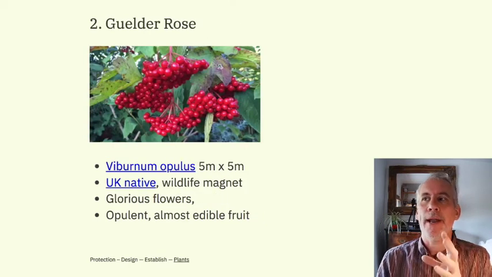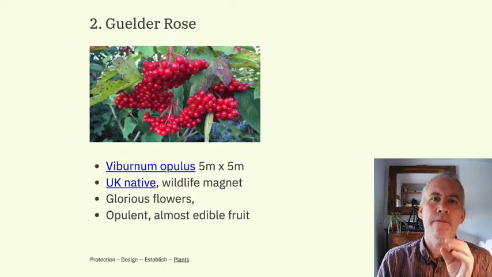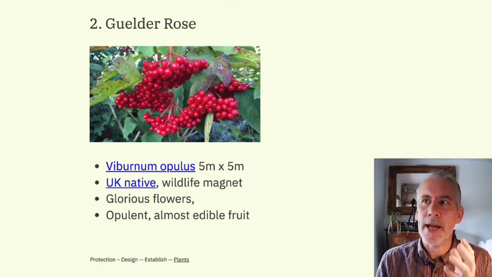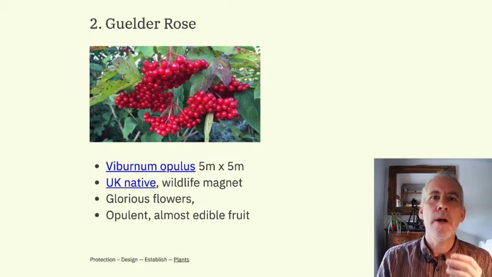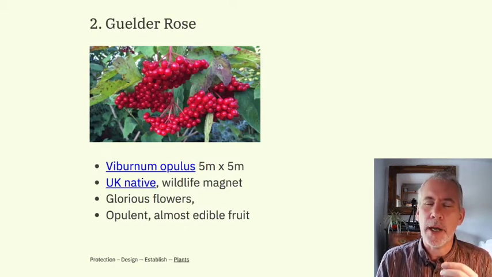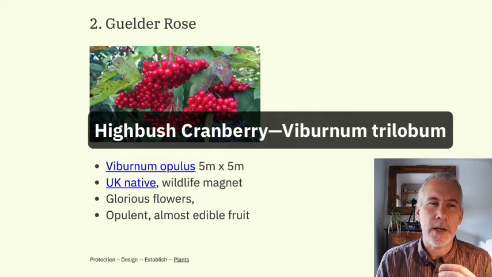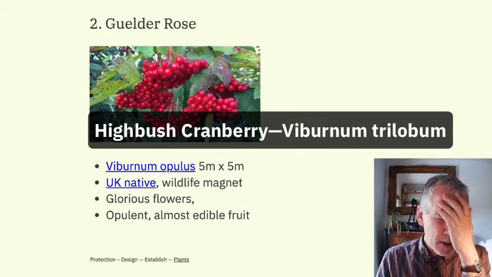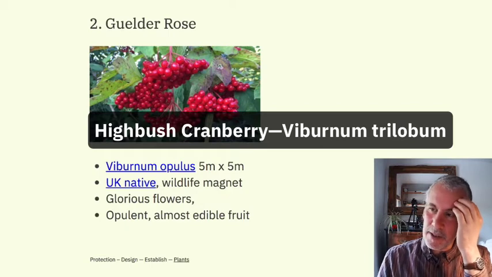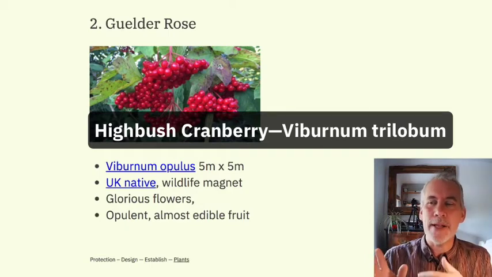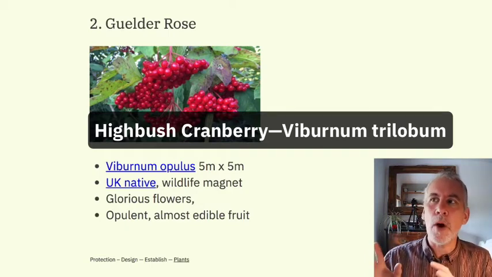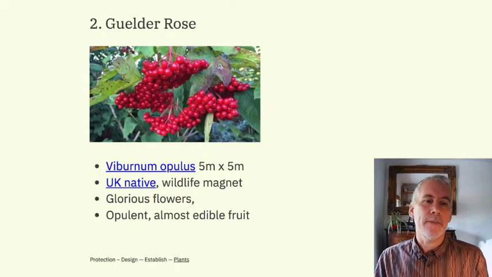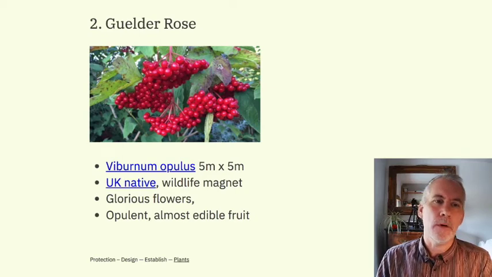Guelder rose, well actually I love this as well, fantastic plant, very easy to propagate, glorious fruit. They're supposed to be almost edible. There is a North American species, these are Viburnum opulus, and there's one which is another Viburnum, can't remember. It's closely related. Apparently, the berries are more edible than the Guelder rose, which is worth checking out. 5 meters by 5 meters. Lovely, lovely plant. Beautiful blossom as well.